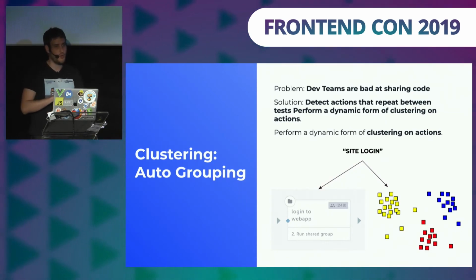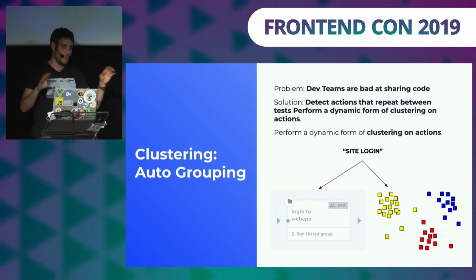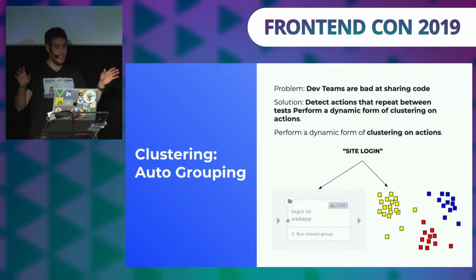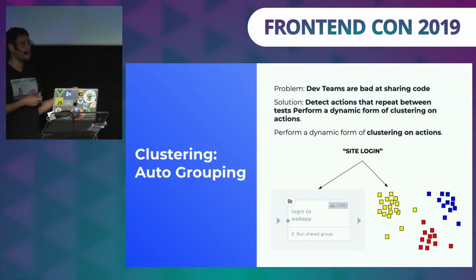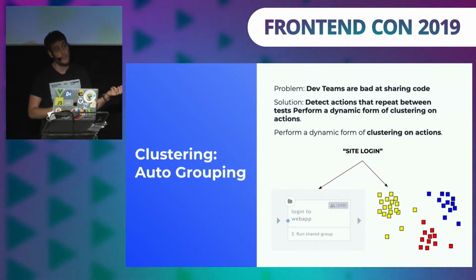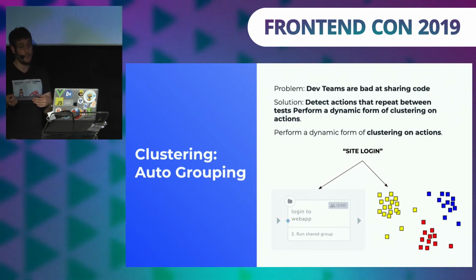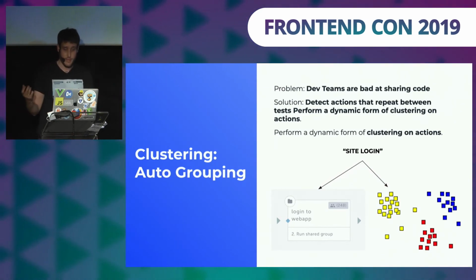Now, clustering, that's the third type of machine learning. Dev teams are notoriously bad at sharing code, and automation teams are typically worse at sharing code. Part of the reason is that people don't really take their tests seriously. They will spend a lot of time thinking about the architecture of their code and not nearly as much time thinking about the architecture of their tests, which kind of makes sense.